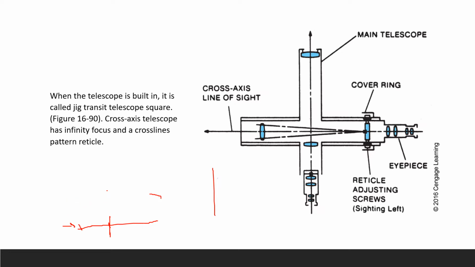So again, cross-axis. Alright, telescope has again infinity focus and a cross-line pattern. Alright, reticle. So the one that I drew for you, this little one, don't forget it. So that's our reticle, and that's our cross-line pattern. So that's what we can be able to see in a cross-axis telescope, because they have infinity focus.